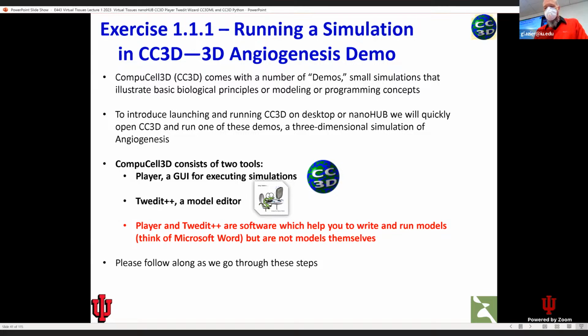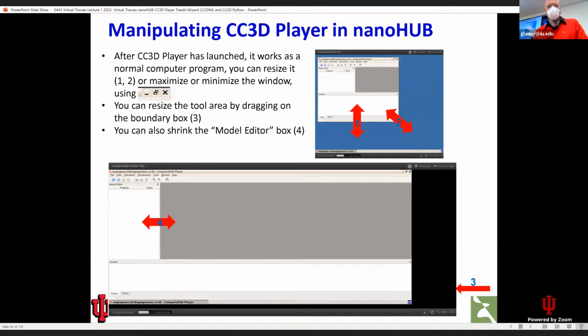These are really modeling tools. They're not models themselves. The first thing that we need to know is that when you launch Player, which is what will happen when you start CompuCell on nanoHUB, the windowing will be a little bit odd, and so you have to do some resizing. You'll have to grab that bottom right-hand corner of the window and adjust it.